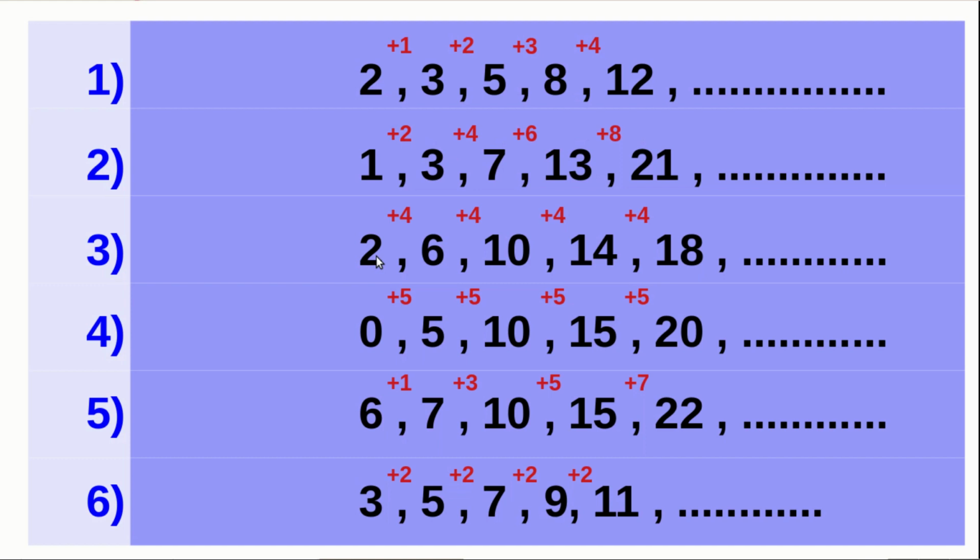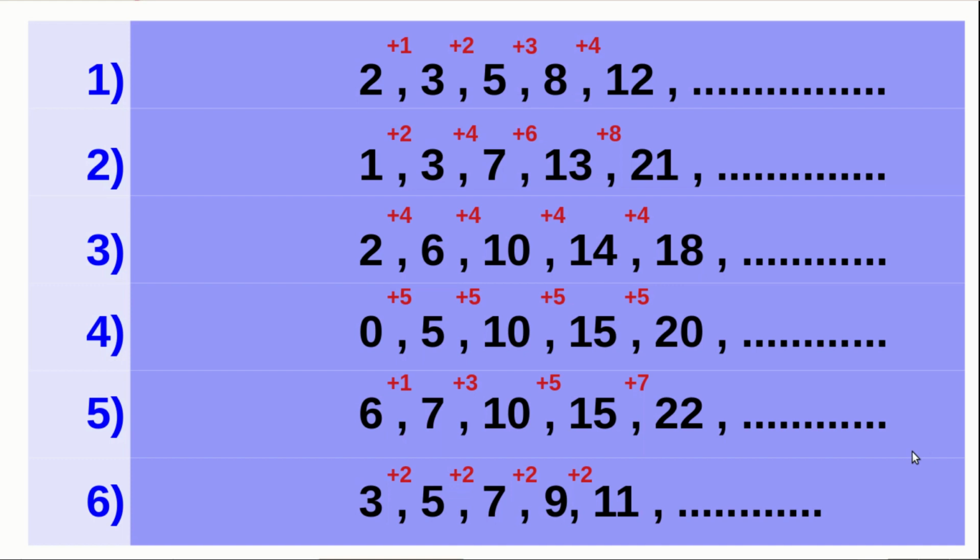The third sequence starts with 2 and number 4 is added repeatedly. The next sequence also has a fixed number added repeatedly. That is 5 added repeatedly. The sequence starts with 0 and 5 is added repeatedly. The next one starts with 6 and numbers 1, 3, 5, 7, etc. are added to form the sequence. That means different numbers are added. The last one starts with 3 and number 2 is added repeatedly.